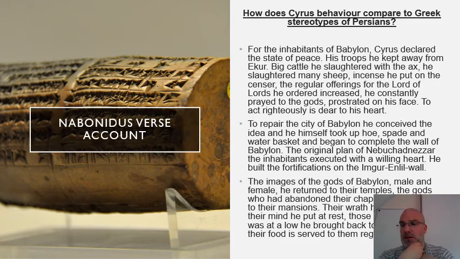Now, another thing that he does is he starts to rebuild the city of Babylon. And this is quite a humble thing, isn't it? He picks up the hoe, the spade, and the water basket, the tools of the simple labourer, and he starts rebuilding bits of the wall. And he does it according to the old plan of Nebuchadnezzar, an ancient Babylonian king. So again, he's showing great respect to the traditions of these Babylonian people who are not Persians.